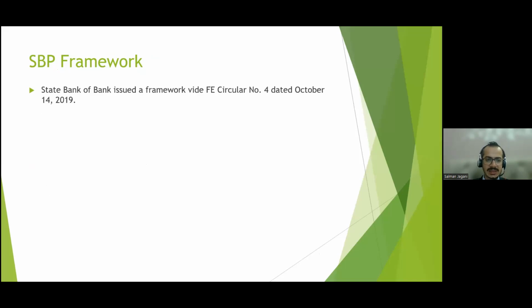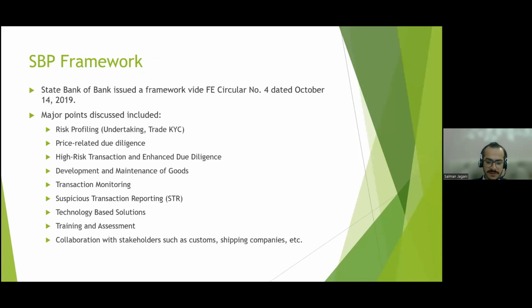The major points discussed in the framework are risk profiling, where a proper trade KYC and undertaking is to be taken from the customers before a trade customer is onboarded. Price related due diligence, sorry, high risk transactions and enhanced due diligence is to be done. What are the high risk transactions? Development and maintenance of goods.